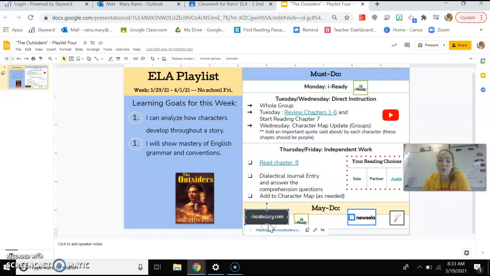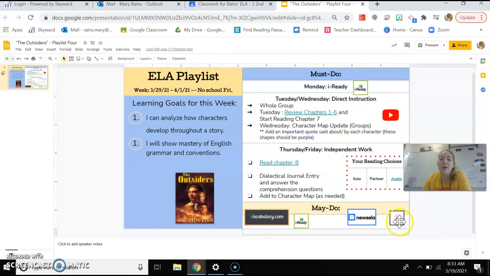So you can either go to vocabulary.com and practice your vocab for the Outsiders or for anything really. You can work on another iReady lesson. You can read some really interesting articles on Newsela. And then you could do a creative may-do. It doesn't matter which one you guys do. It doesn't matter which order you go in for this. So if you wanted to do the creative one, you totally could.